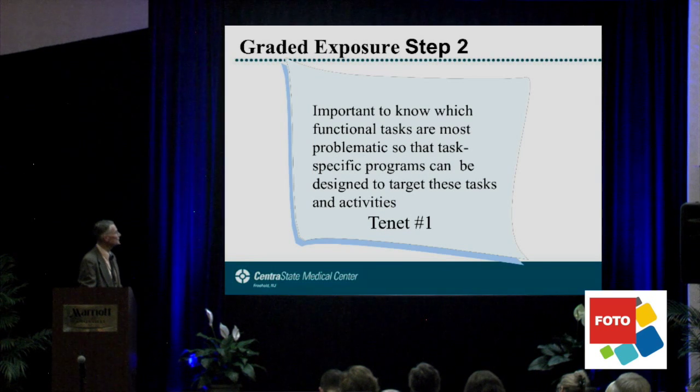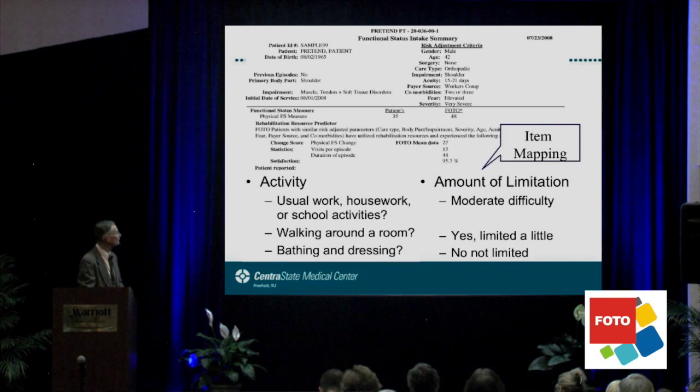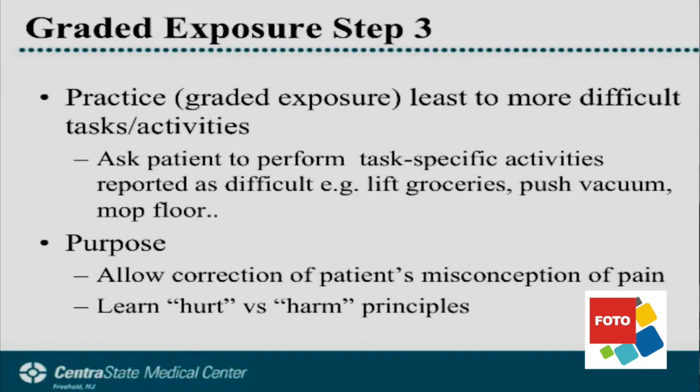And then again, you use the item mapping to clarify specific additional activities that they express difficulty or fear of doing. So it's important to know which functional tasks are most problematic so that task-specific programs can be designed to target these tasks and activities. And that's the goal of effective item mapping using the photo report. So here's an example. We went over this morning, so I'm just going to go quicker. And then you have to start exposing the patient to the difficulties they think they're having trouble with.